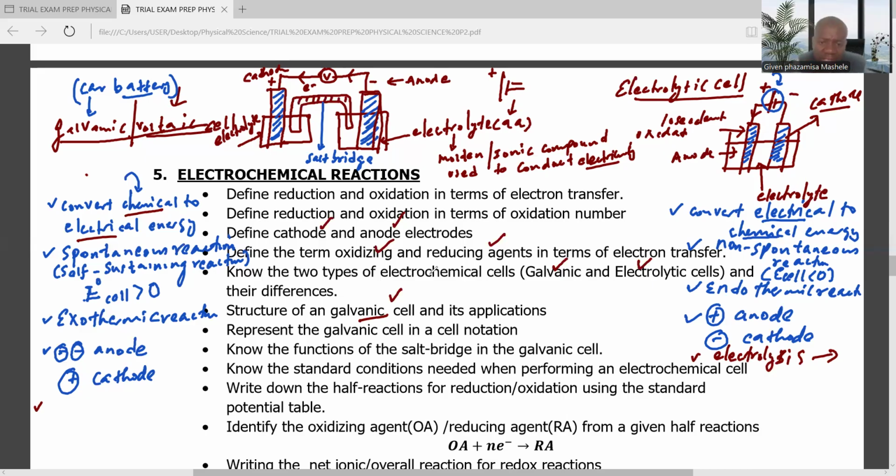Then again, you need to be able to represent the galvanic cell in a cell notation. And this is very important, ladies and gentlemen. Let's talk about how to represent a galvanic cell using a cell notation.